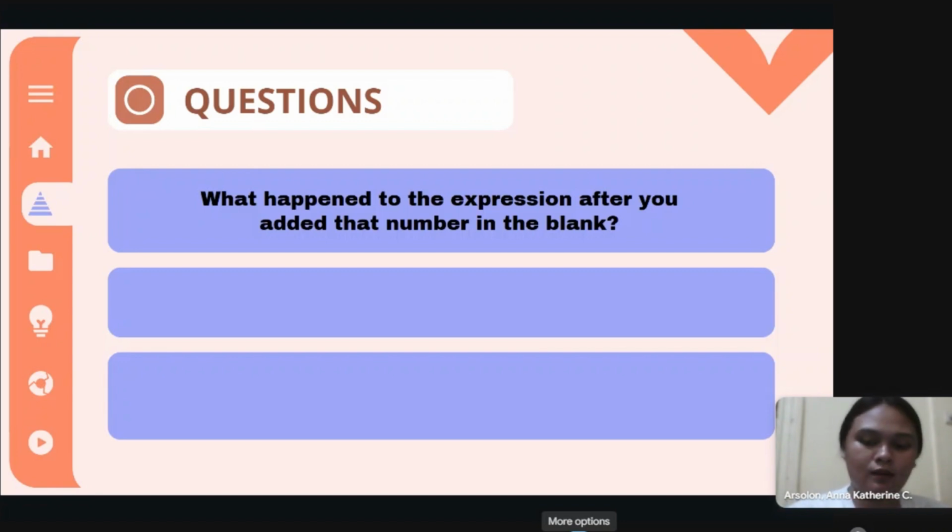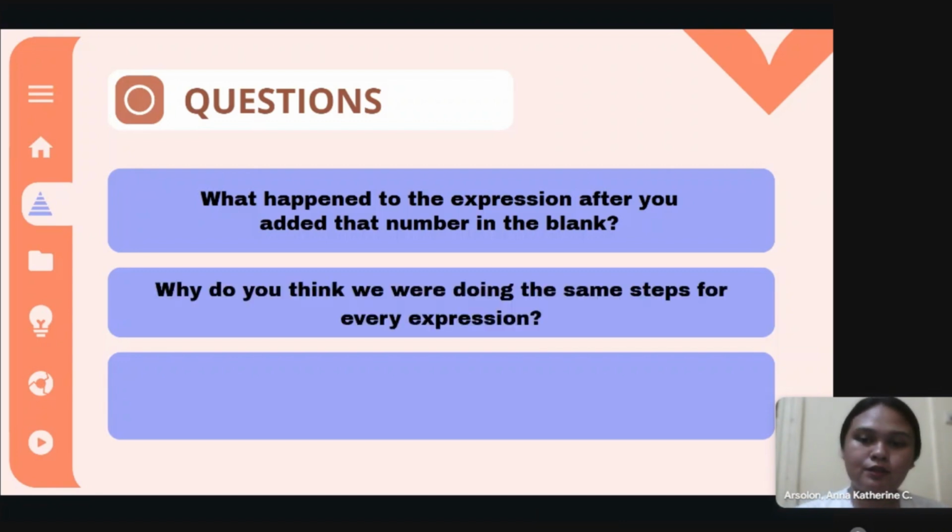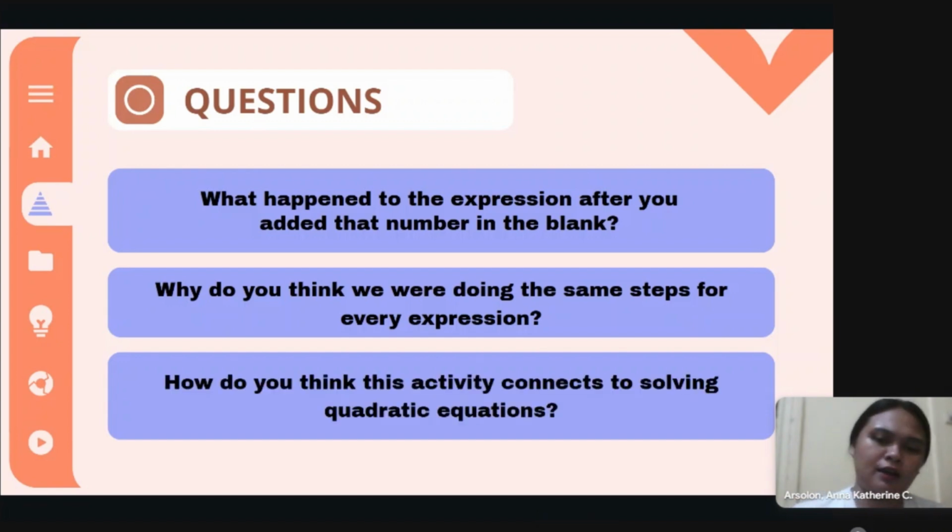Alright? So, next. Why do you think we were doing the same steps for every expression? Yes, Justin. Yes, because we were trying to make the expression into a perfect square. Okay, good. Now, how do you think this activity connects to solving quadratic equations? Yes, Toby. Because it shows a pattern we can follow to change a quadratic into something we can factor or solve easily.